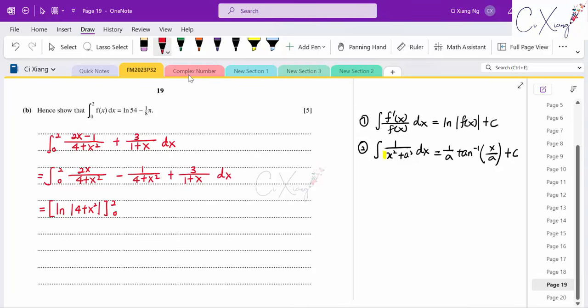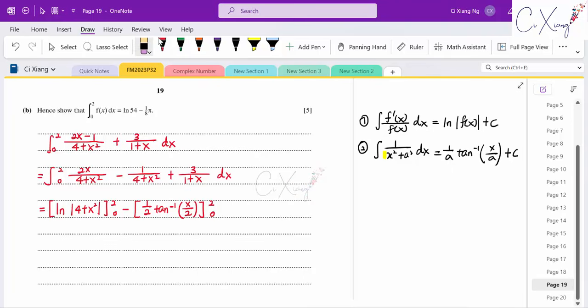So for my question here, I have 1 over x squared plus 2 squared, where a is 2. If I integrate it, I will have 1 over a, which means 1 over 2, and then tangent inverse x over a, so x over 2. Then I want to substitute the values 2 and 0. So this is the integration for the second term.